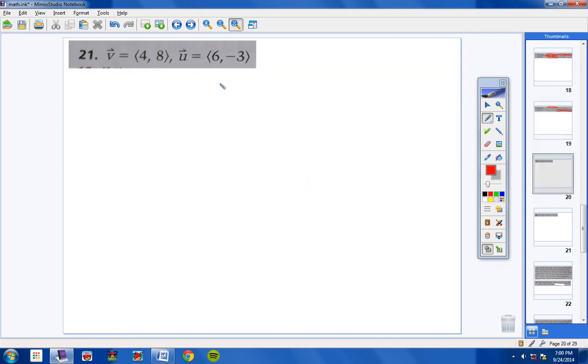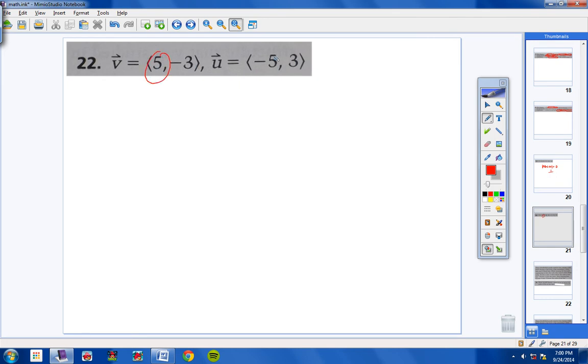Moving on to numbers 21 and 22. Are V and U perpendicular? Well, these are really simple. We've done some of these already. Remember, students, if you take the dot product of two vectors and you get out a 0, then they're perpendicular. So 4 times 6 is positive 24. 8 times negative 3 is negative 24. We're going to add these two numbers together and you will get a 0. So yes, they are perpendicular. All right. Number 22.